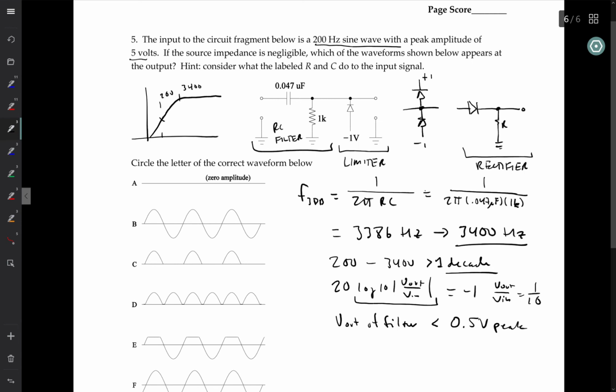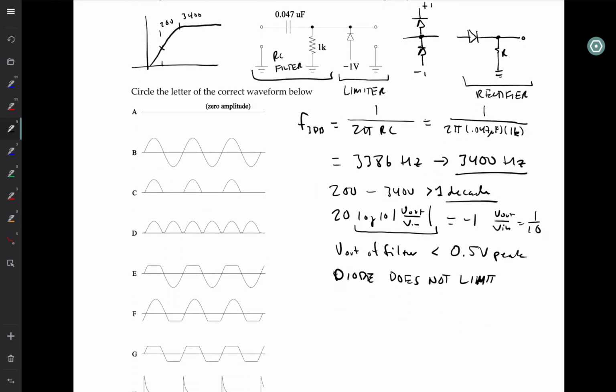And that means that the diode circuit itself is going to do nothing. So the diode does not limit in this particular case. In other cases, it did. So when the diode does not limit, that means that the waveform that comes out of the filter is unchanged.